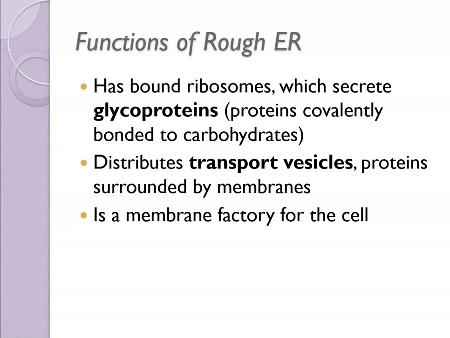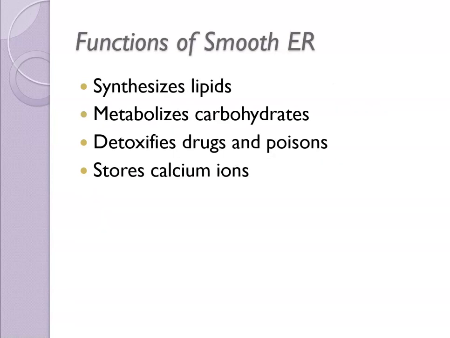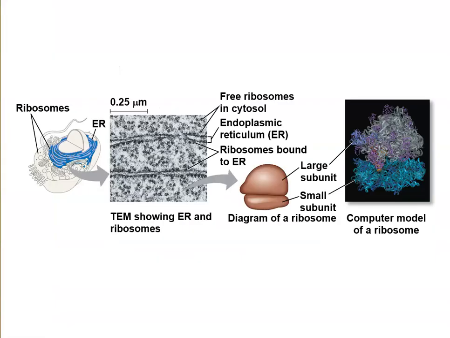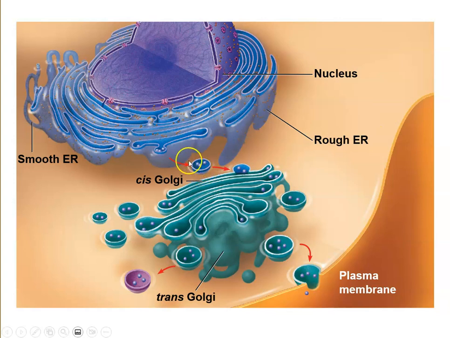Okay, now after the materials are synthesized by the rough or smooth ER, or these other processes occur, let's take a look at what's coming up next. There's no direct connection between the endoplasmic reticulum and the Golgi apparatus here in kind of like a teal color. So because there's no direct connection, the transport happens through vesicles.